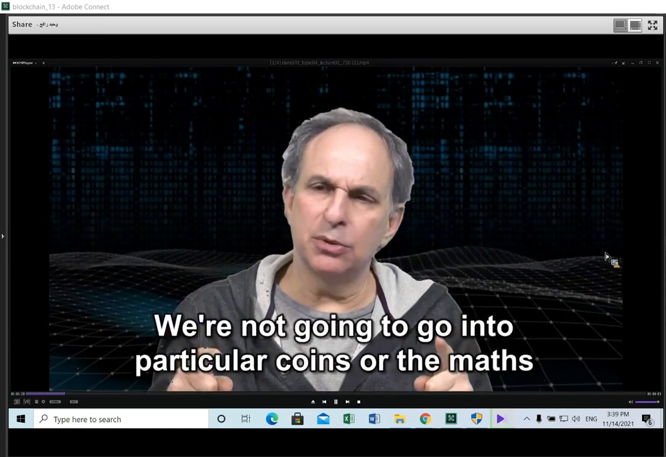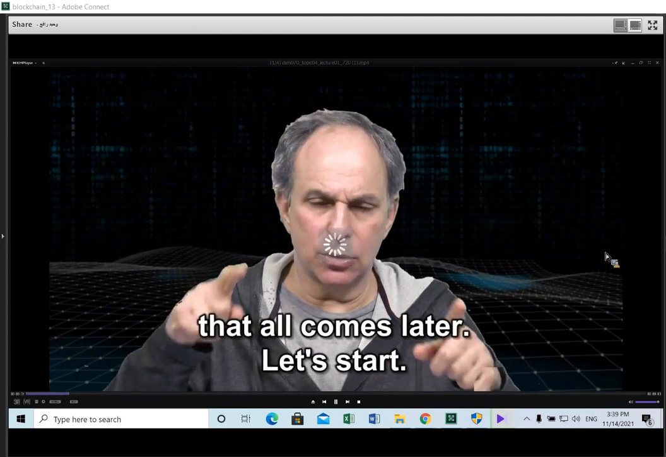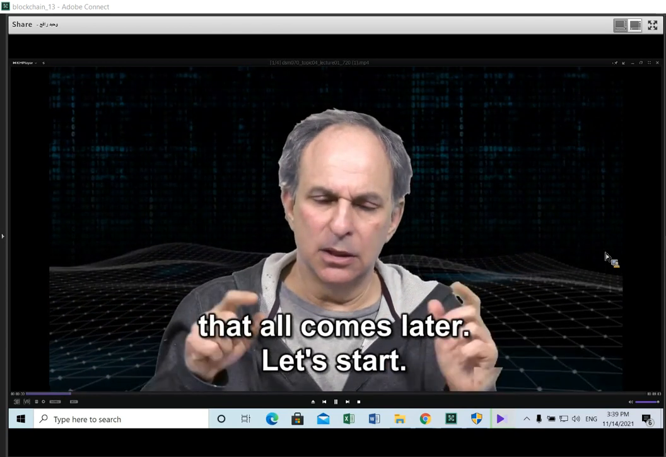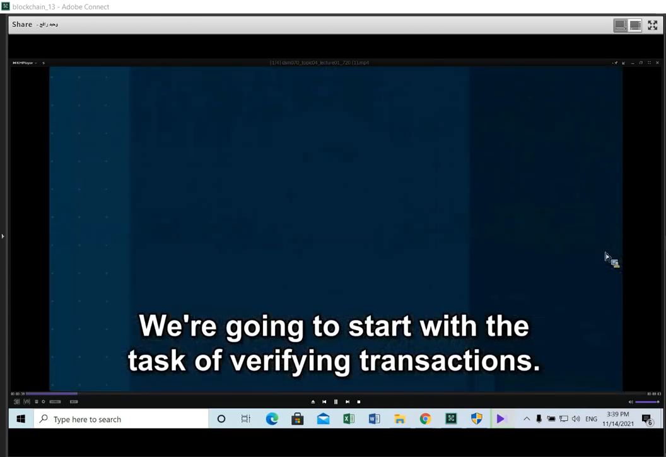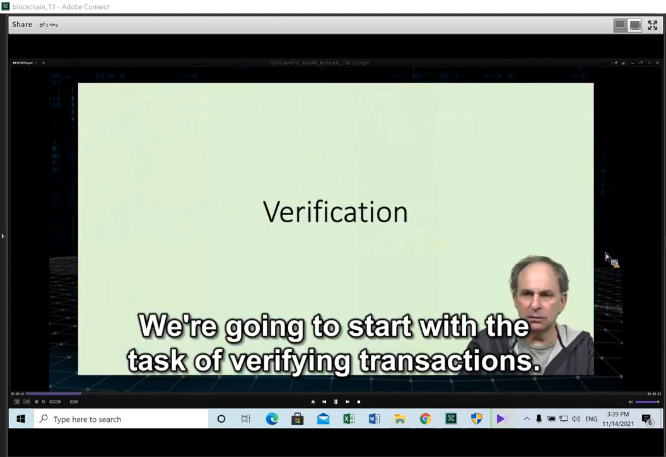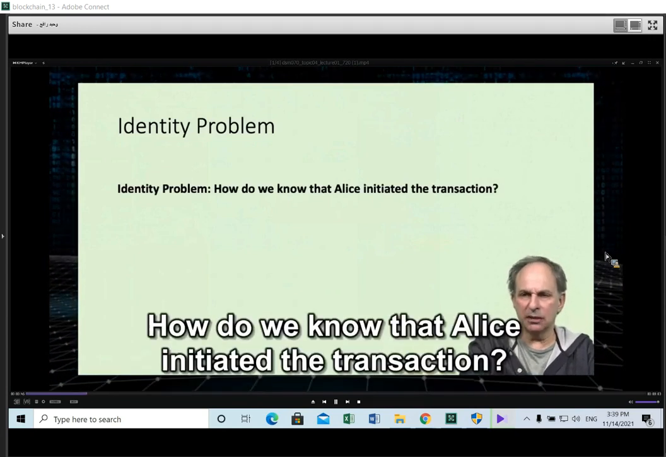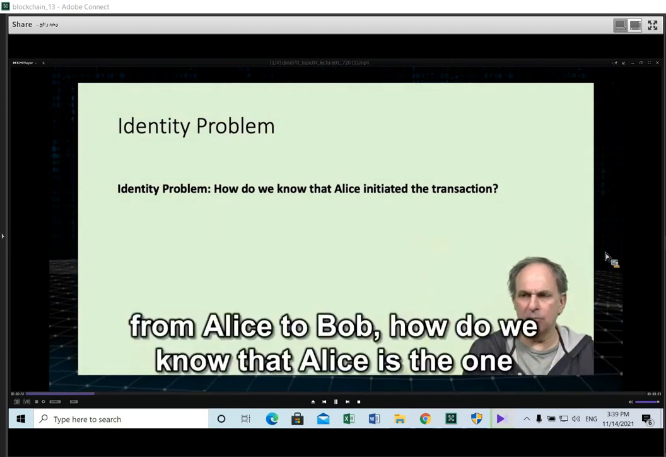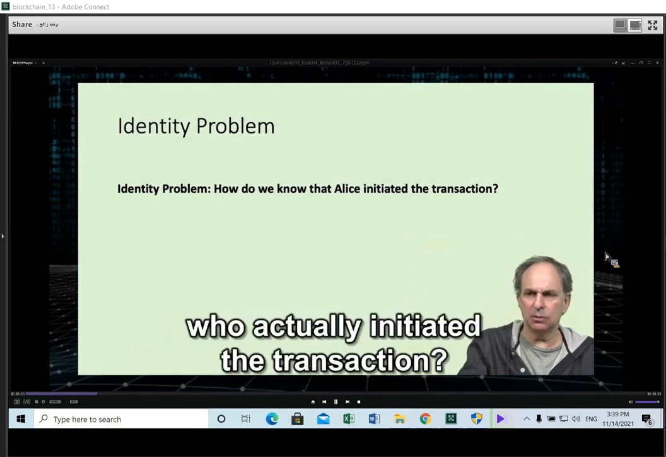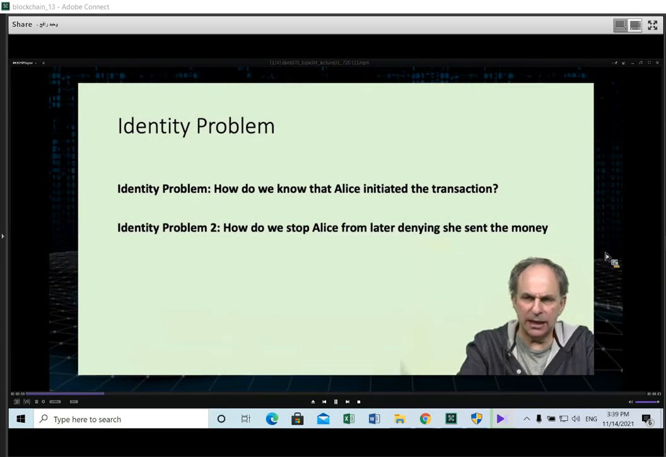Right, here's a problem. How do we know that Alice initiated the transaction? This is supposed to be a transaction sending Bitcoin from Alice to Bob. How do we know that Alice is the one who actually initiated the transaction? And this related question, how do we stop Alice from later saying, you know what, that wasn't me that said that? You want to be able to say, yes, it was, I've got proof. And the way you get your proof is Alice signs the whole transaction using a digital signature. So we can prove, the digital signature says, only you can have signed this.